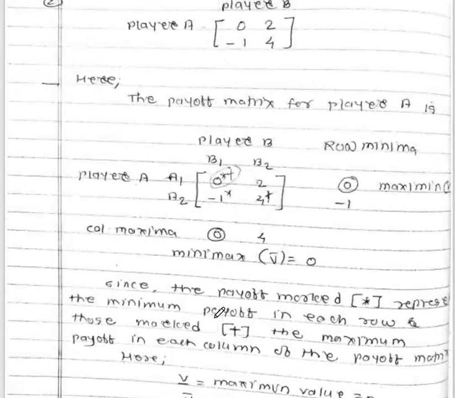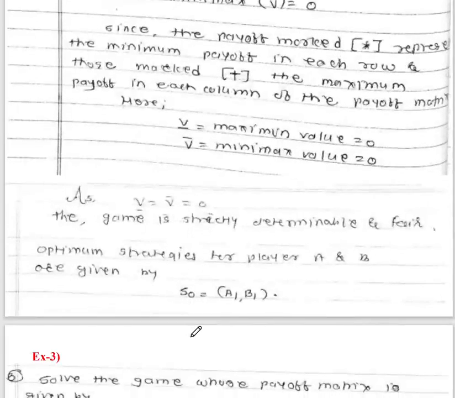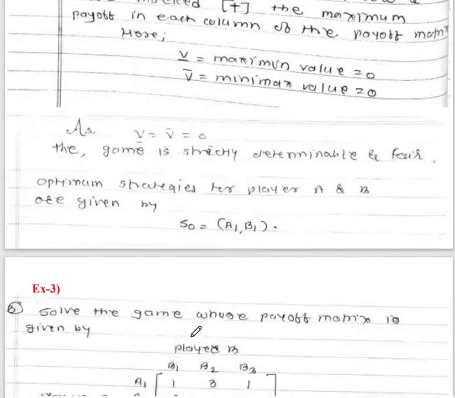Okay. If you observe in this matrix, here star and plus are combined, at the intersection of the star and plus. That means there exists a saddle point: player A using strategy A1 and player B using strategy B1. So this element is called a saddle point, because here star and plus both are intersecting. So A11 is the saddle point of this problem.